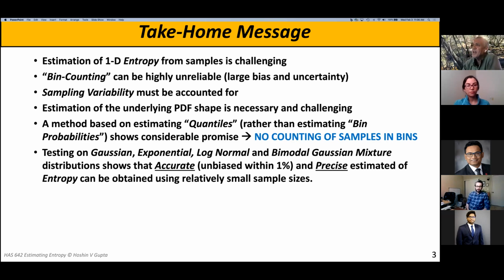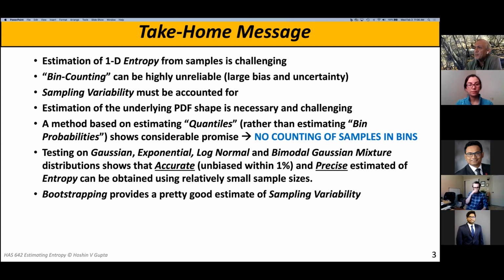We've tested this on Gaussian, exponential, log normal, and a bimodal Gaussian mixture distribution so far. We haven't done exhaustive testing, so I'll show you results for that. It shows that you can get accurate, unbiased, within 1%, and precise estimated entropy using relatively small sample sizes. We can use bootstrapping, and we've shown it gives you a pretty good estimate of sampling variability uncertainty.